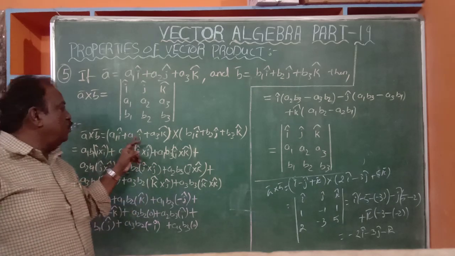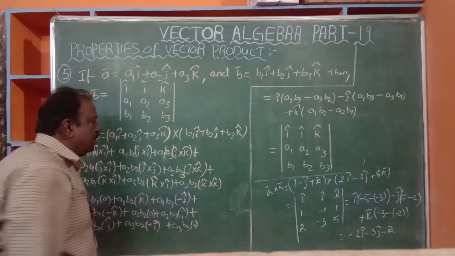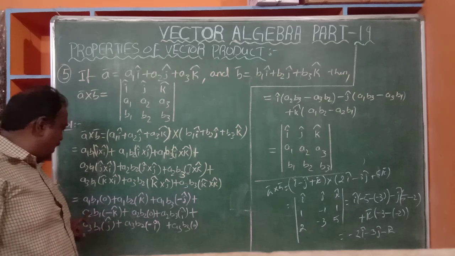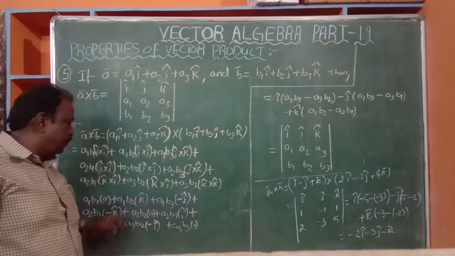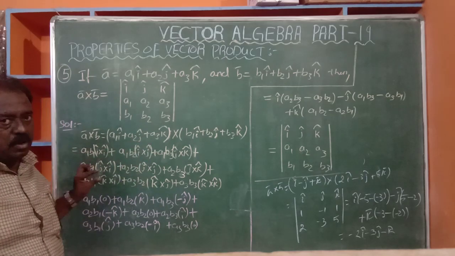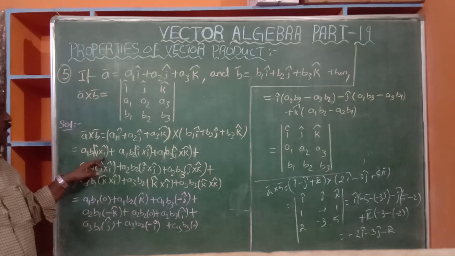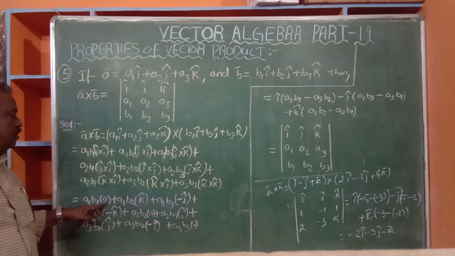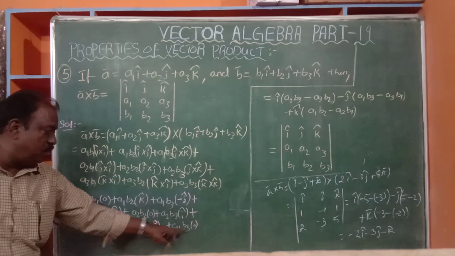Next, plus A2 J cross B3 K, so A2 B3 J cross K. Next, A3 B1 K cross I. A3 B2 K cross J. Next, A3 B3 K cross K. Slowly you take it down. Here, I cross I, by using the third property, the cross product with itself is 0. We know it. I cross I is 0. Similarly, J cross J is 0. Similarly, K cross K is 0.